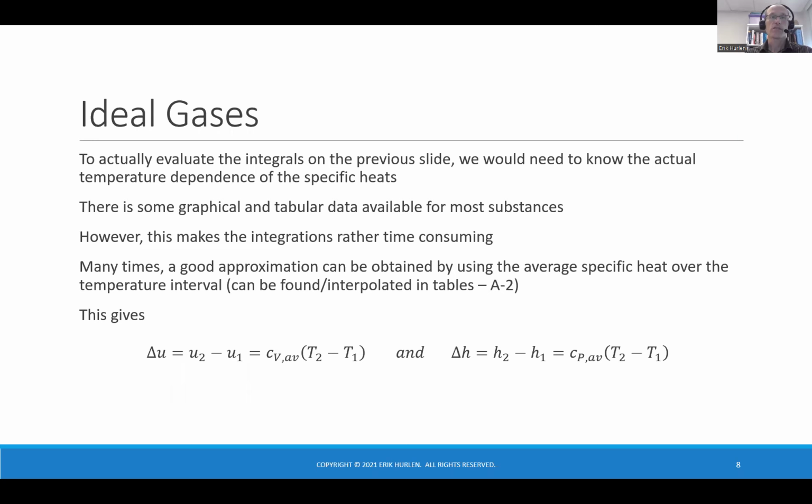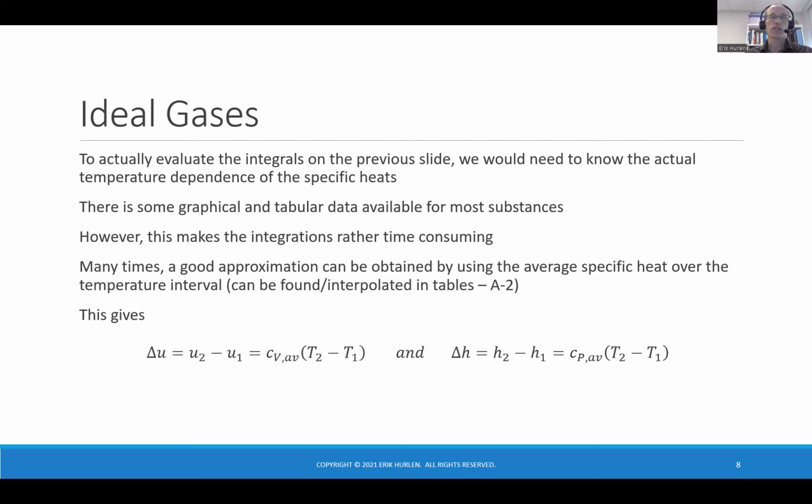For the harder cases, when the specific heats vary with temperature, there are a few options. For most substances, there are either graphical or tabular data for the values of C at various temperatures. These can be used to integrate the functions. Or sometimes these tables have the integrals worked out already, so that all that is needed is to find the appropriate values in the tables.